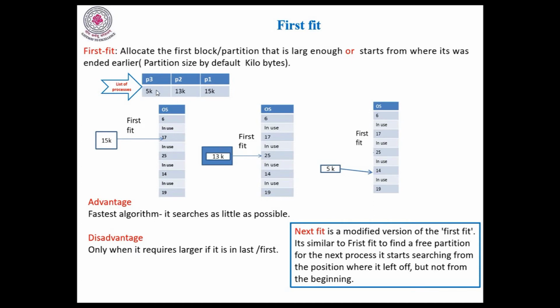Let us go for the next process available in the list: P3, 5K. This is the third process, so I apply the definition: starts from where it ended earlier. Where it ended earlier, here only. So I go to the next freely available partition. Here 14K is available, but my requirement is P3 5K. 5K less than or equal to 14K, condition true. So now I am loading P3 in this partition. Then how much internal fragmentation is there? 14K minus 5K, that means 9K.